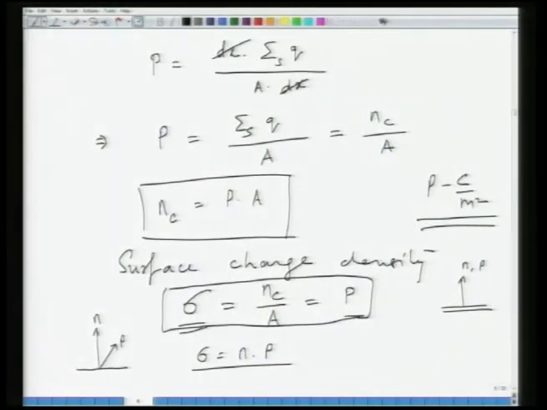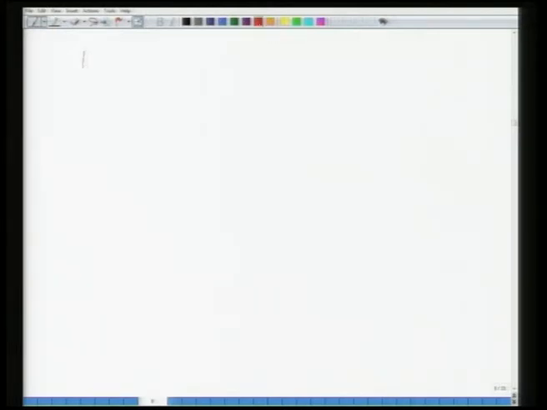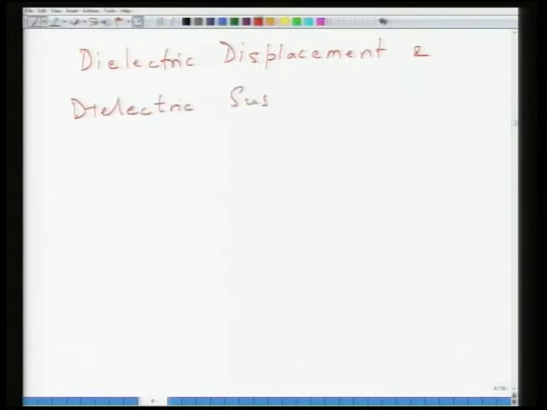Now, we will look at some more quantities which are related to dielectric materials, and the first of them are dielectric displacement and dielectric susceptibility. So, we will look at some of these key concepts.